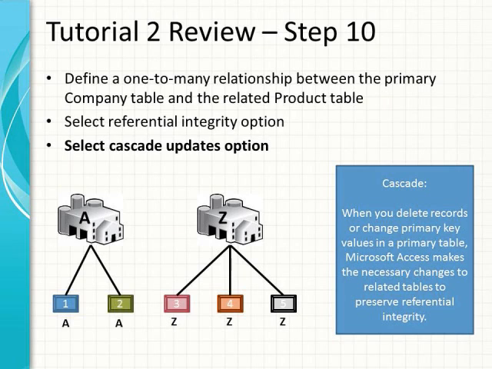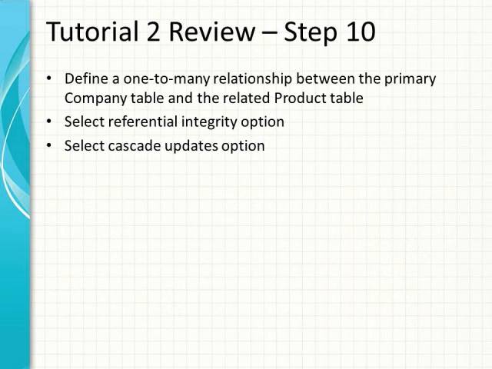With the cascade option set, when we change the name of our primary key in our company table, that would be cascaded down to the foreign key in the product table that relates to it. Hopefully those examples help add a little meaning to what referential integrity and cascading options mean. Now let's go to our Access and actually do this.